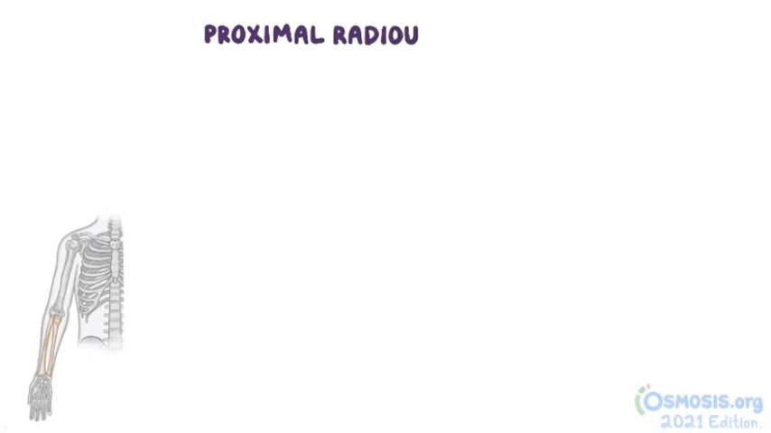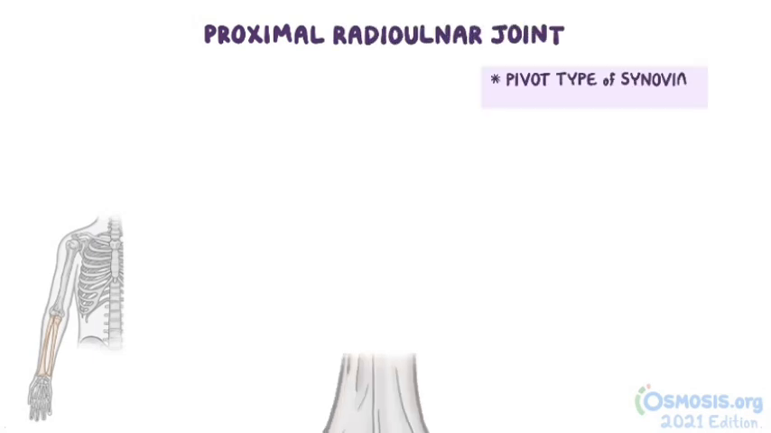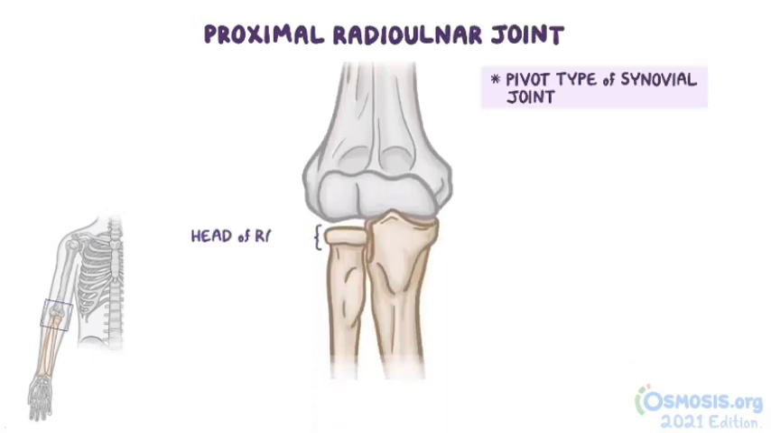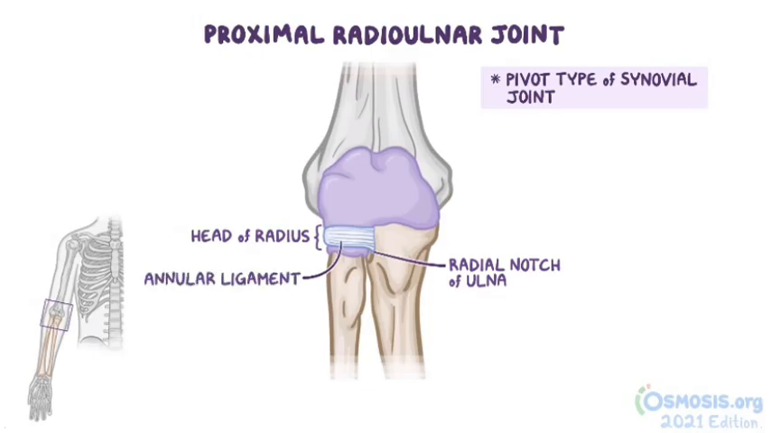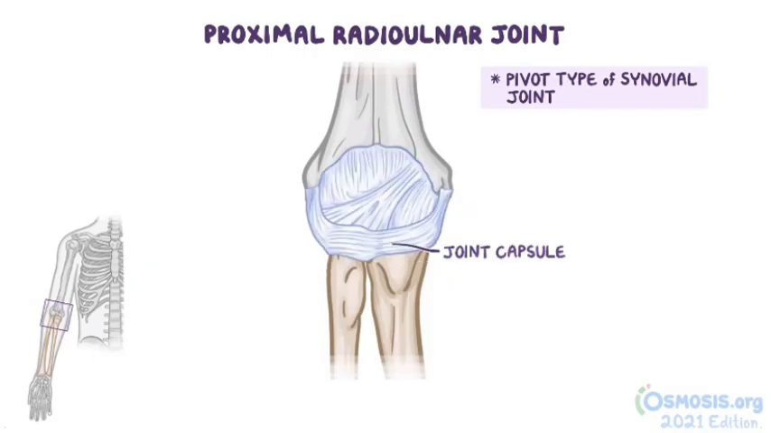The proximal radio-ulnar joint is a pivot type of synovial joint, which consists of the head of the radius articulating with the radial notch of the ulna. The radial head is tightly bound into the radial notch of the ulna by the annular ligament that secures it in place. The two articulating surfaces are covered by a synovial membrane, over which lies the joint capsule. The joint capsule of the proximal radio-ulnar joint is an extension of the elbow's joint capsule.